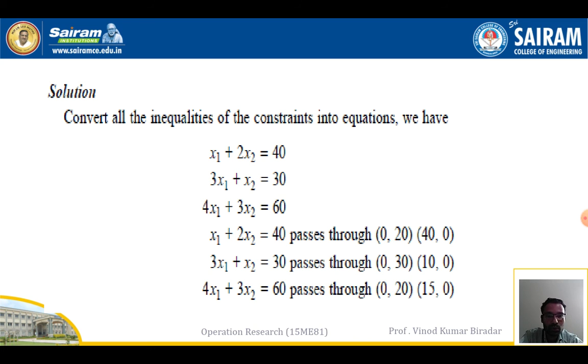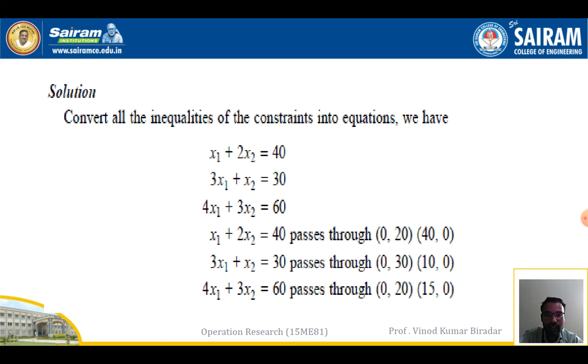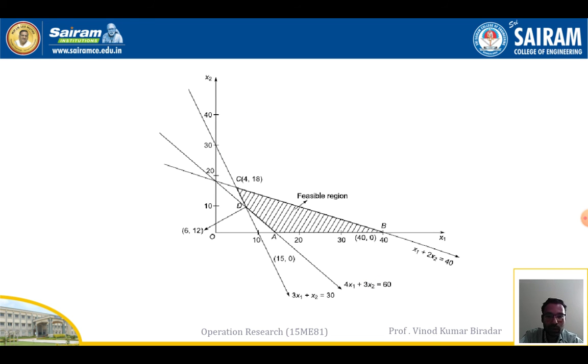So x1 is equal to 0 and x2 is equal to 30, so mark 30 and draw the line. Then for the second, x1 is equal to 10 and y is equal to 0. So just draw the line with the help of a scale. That equation you name as 3x1 plus x2 is equal to 30. So I wrote it here in the equation.